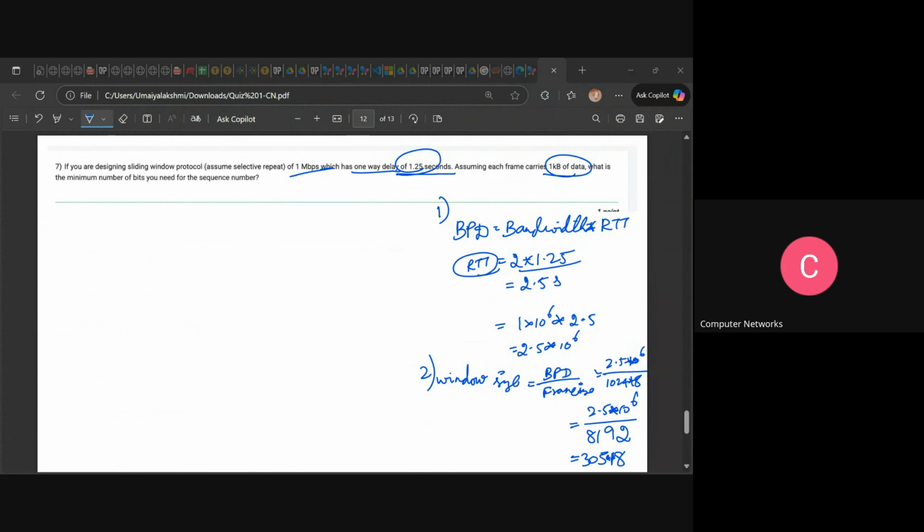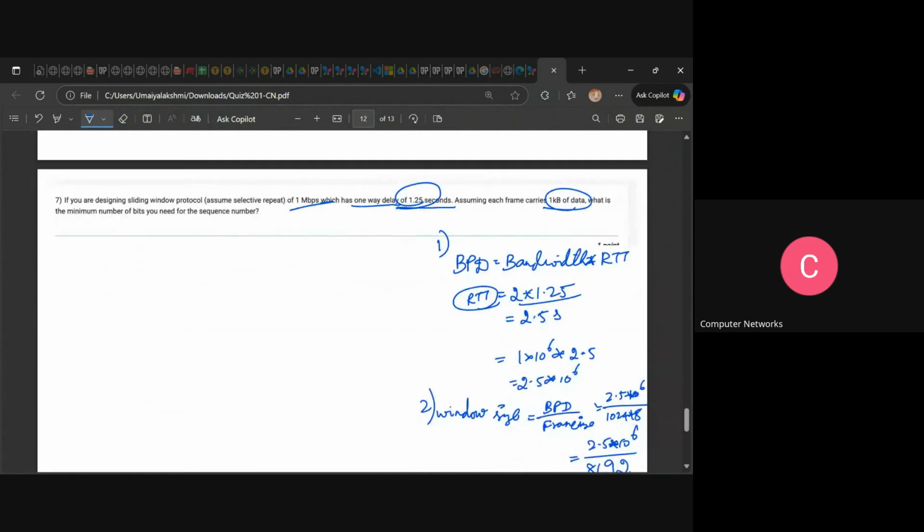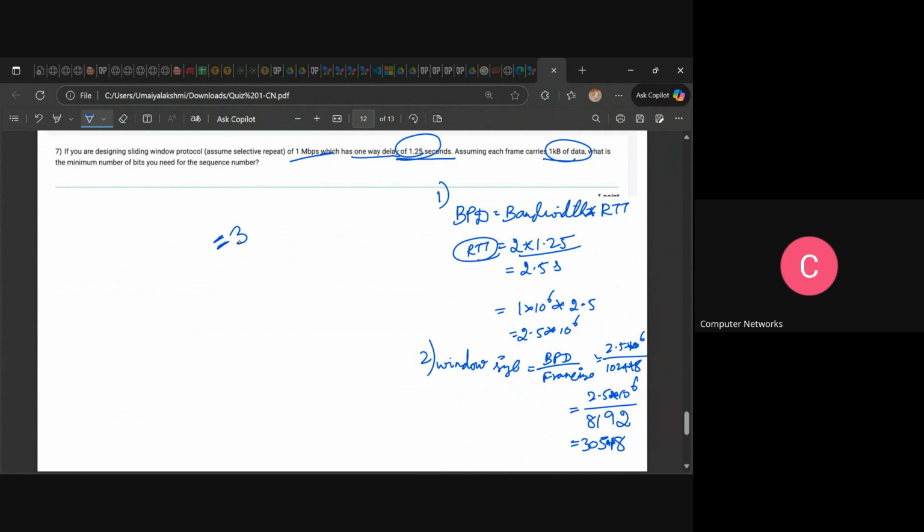And then now we have to find the minimum sequence number. So generally, what will be the sequence space number? Sequence space number has to be greater than or equal to 2 into the window size, as we just discussed. So here we have the value 305.18 into 2, or let's say we can approximate this to 306. So we'll get 612. That will be the minimum number of sequence numbers required for the separation. Is that clear?